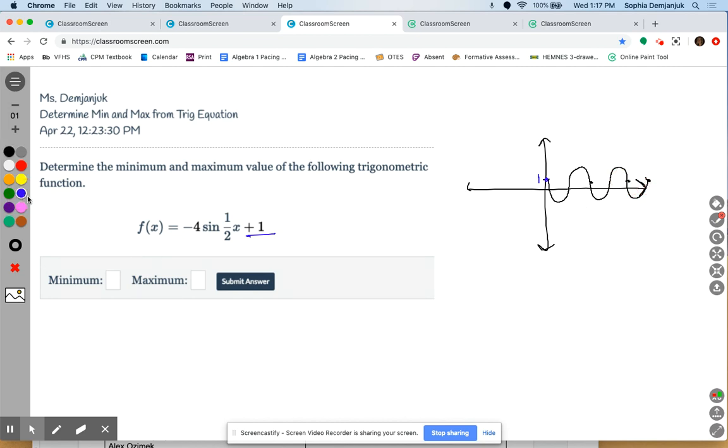And I know that from the midline of 1, my amplitude tells me that my high peak is up 4. So from 1, that gets me to 5. And my low peak is down 4. So from 1 minus 4 takes me to negative 3. So I have a minimum of negative 3. I have a maximum of 5.